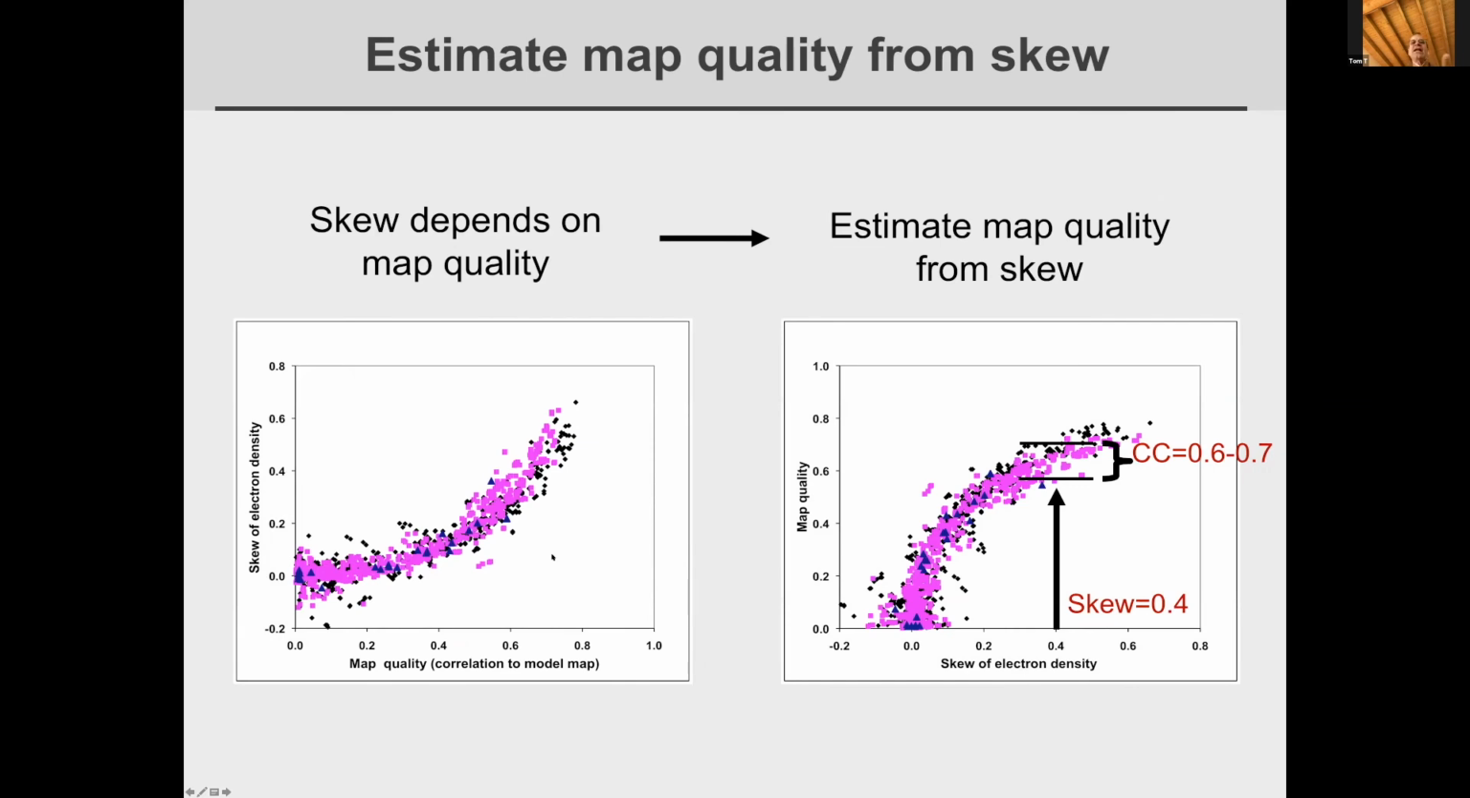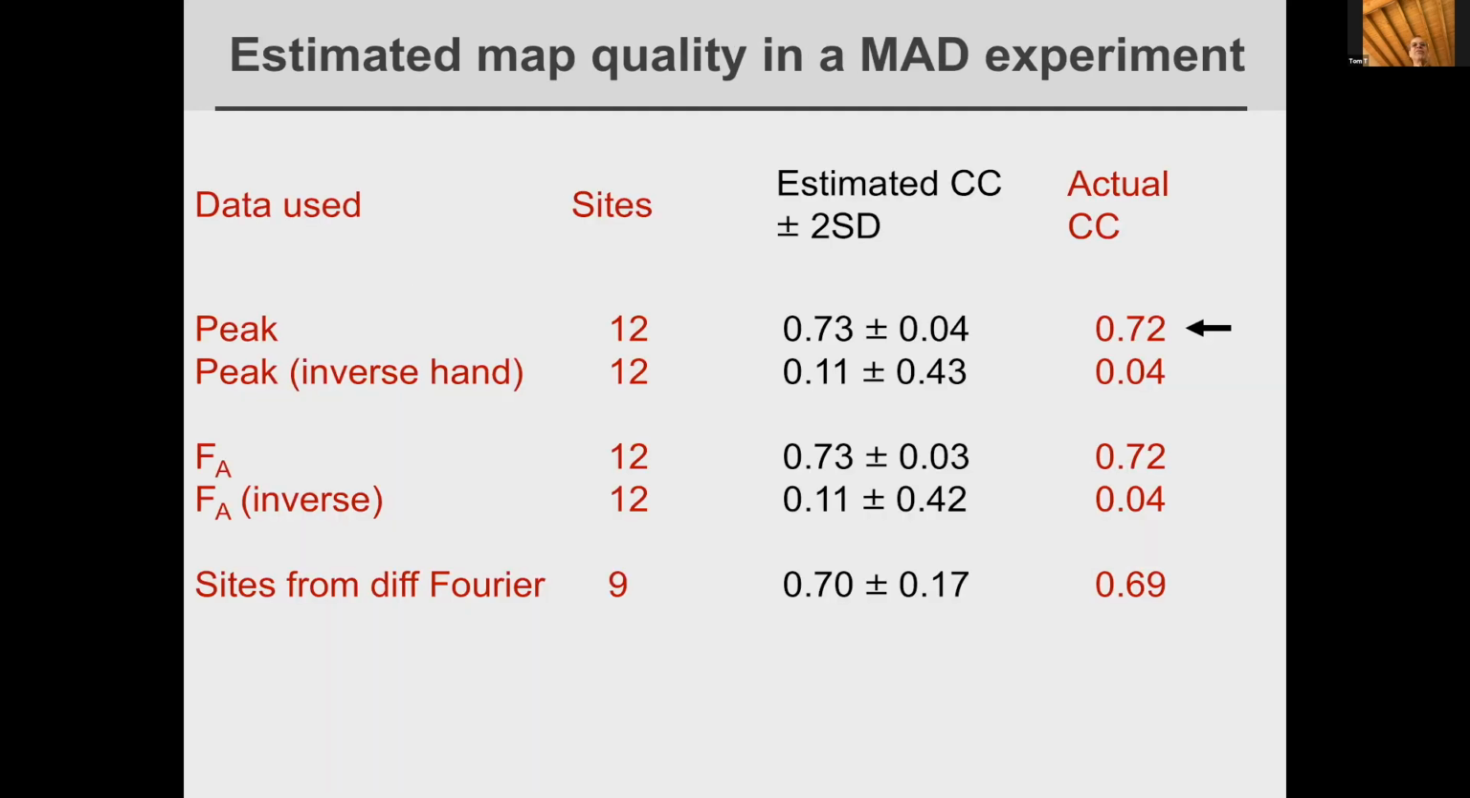And this is just to say that we can use what I just said to turn the situation around. You have a map, you calculate the skew of the map, and you can ask, how good is my map? Well, you can look at all the maps that we've already seen that have the same value. Let's suppose our map has 0.4 skew. Well, all the maps we've ever seen that had a 0.4 skew had a correlation to the true answer of between 0.6 and 0.7. They were great maps. So your map also is a great map. Next slide. It's just an example of doing that for a real data set.